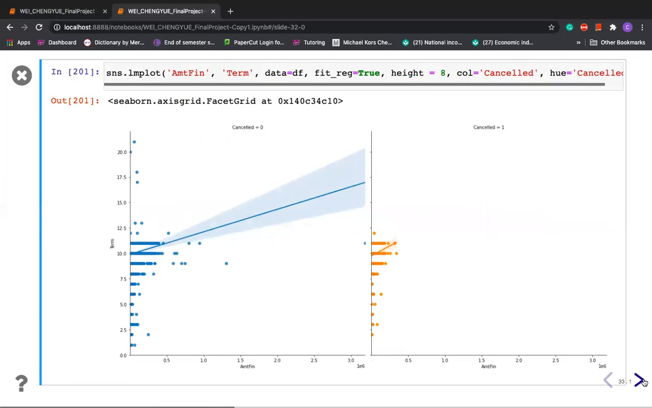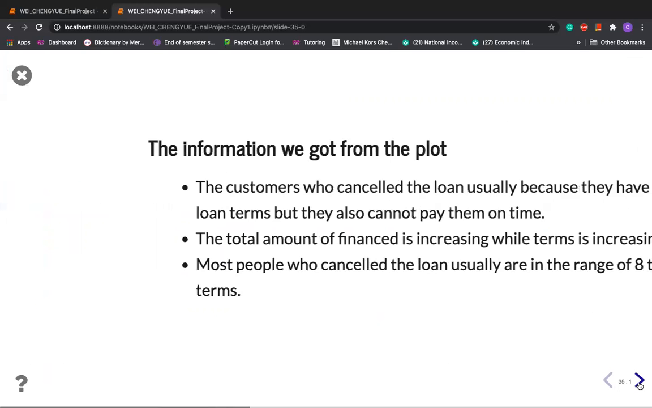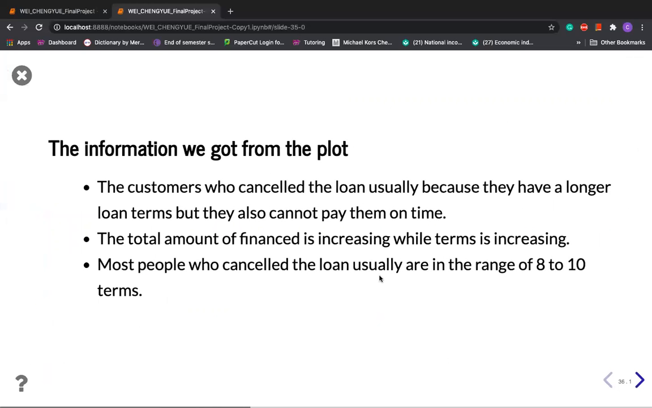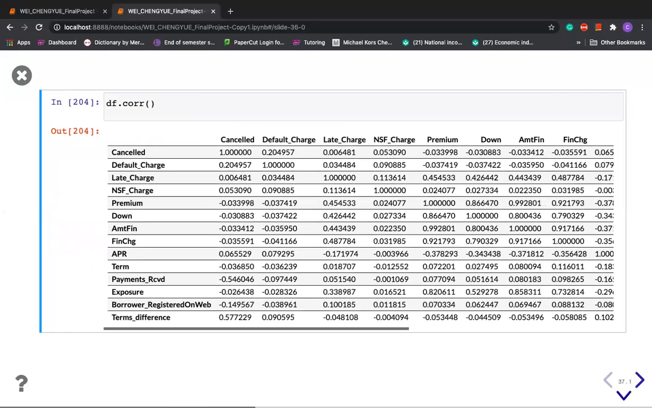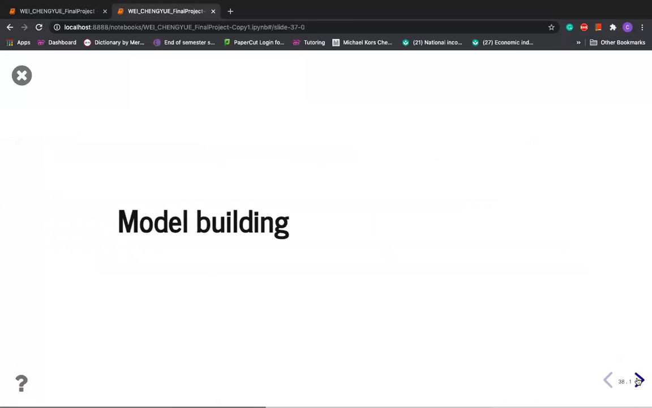So these are some of the information we got and some of the plots we created. Basically, the customers who cancel the loan usually have longer loan terms, but they also cannot pay them on time. The total amount financed is increasing while the term is increasing. Most people who canceled the loans are usually in the range of 8 to 10 terms. So we look at the correlations. Now it's way more clear than before.